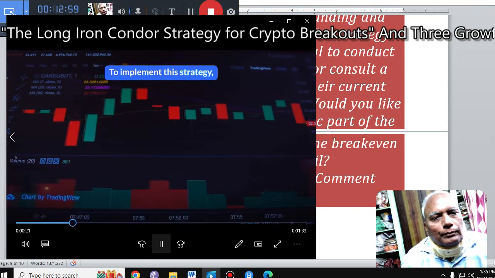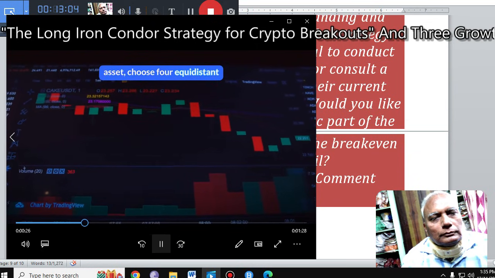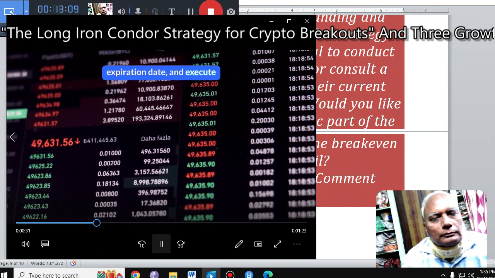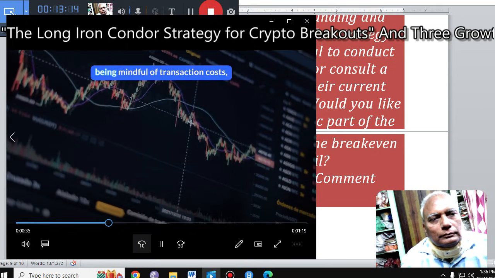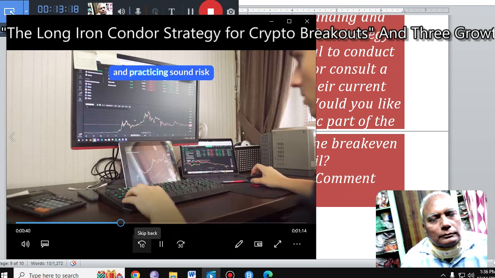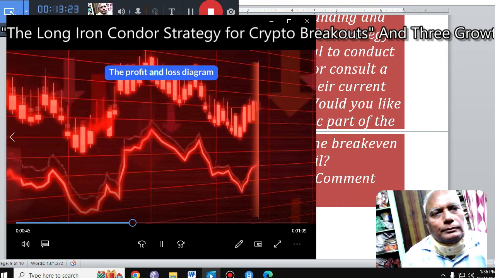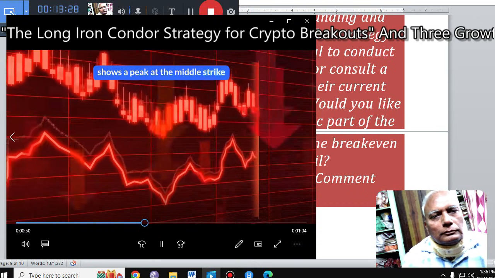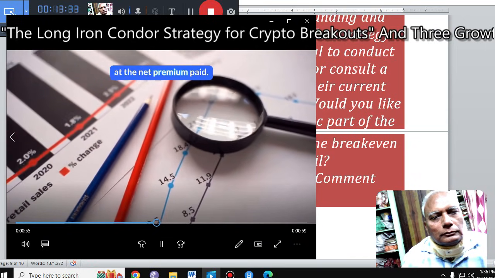To implement this strategy, traders select an underlying asset, choose four equidistant strike prices, set an appropriate expiration date, and execute the trades simultaneously. Key considerations include being mindful of transaction costs, ensuring sufficient liquidity, and practicing sound risk management by limiting exposure. The profit and loss diagram for a Long Condor typically shows a peak at the middle strike prices, indicating maximum profit, with losses capped at the net premium paid.